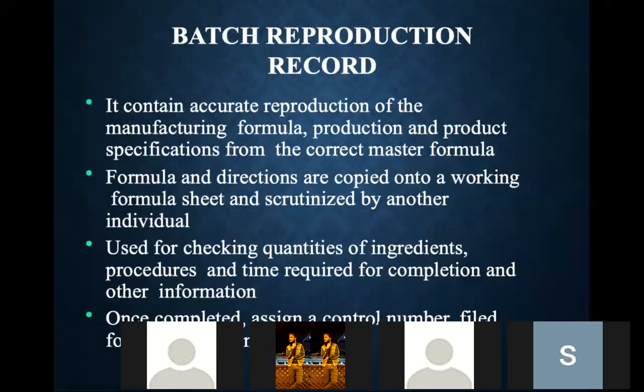Batch production record. You have to have a batch production record also, because first you have to make a batch number, and you must have a batch record. Accurate reproduction of the master formula, product specifications, and correct directions are copied onto a working formula. So you have to prepare a batch record also. Checking quantity of ingredients and procedures, once completed, assign the control number. So every batch has to be completed.